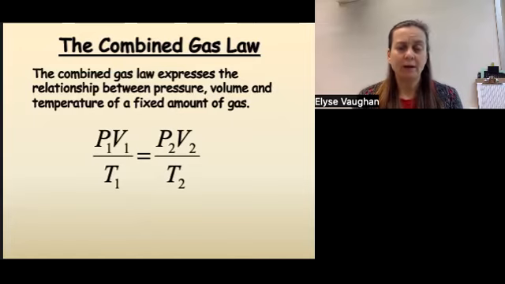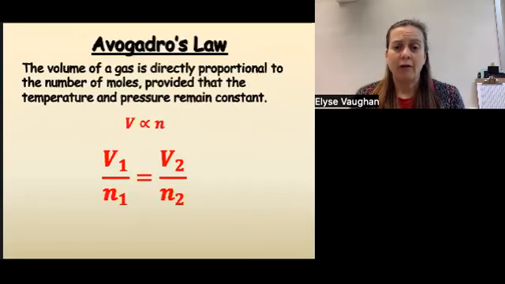And the nice thing about the combined gas law is we can use it for any of those variables, because even if we're holding one constant, then it just cancels out because it's on both sides of the equation. So that's the combined gas law, very simple. And so let's move on to Avogadro's law.